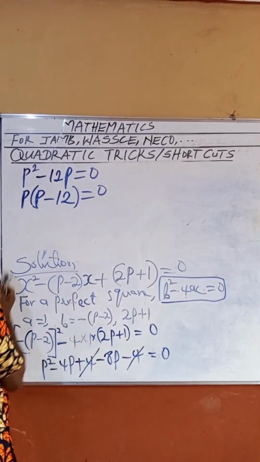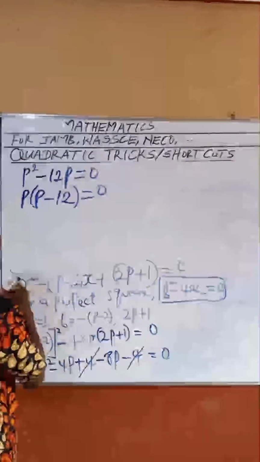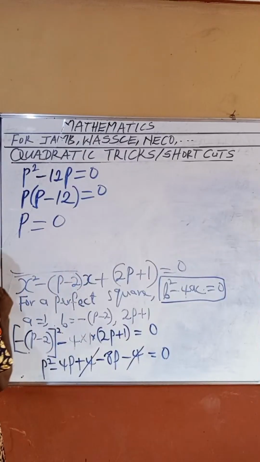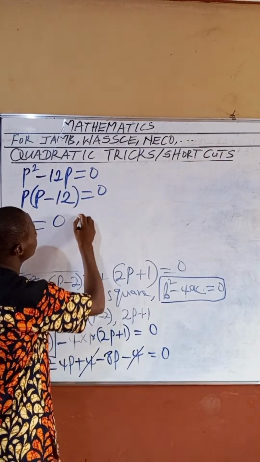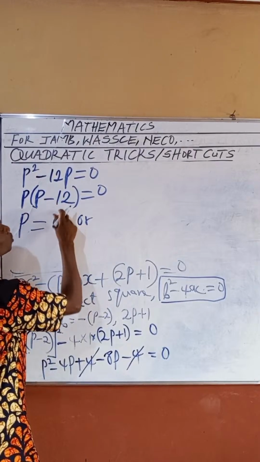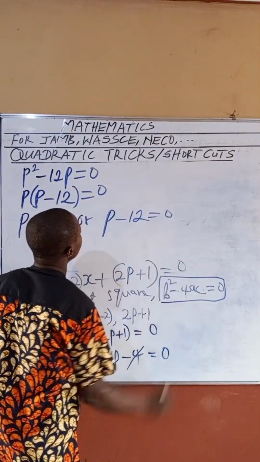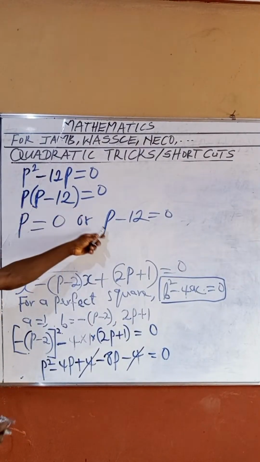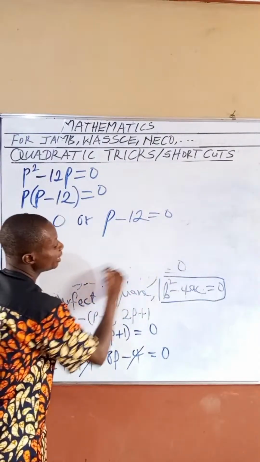Now let's look at this. In this case, we are going to have p equal to 0, or p minus 12 equal to 0. So you can use any of these ones, you will get the same answer. Yes, it is very, very easy.